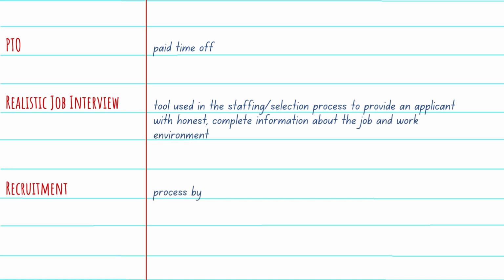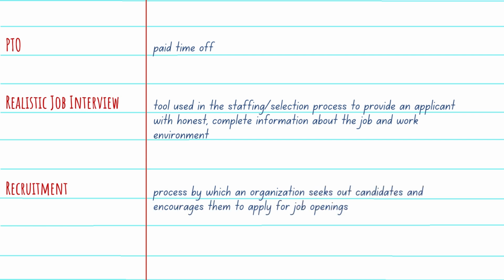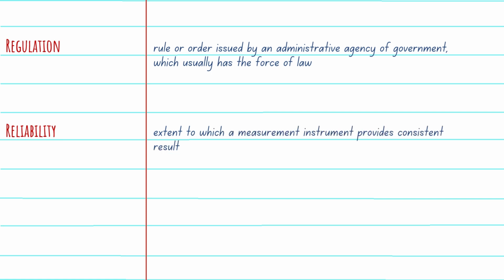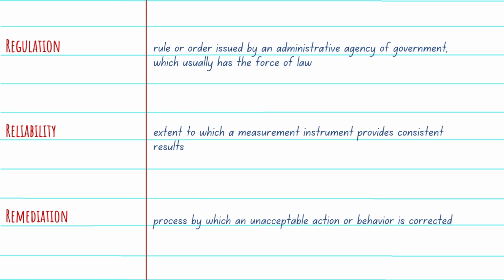Recruitment is the process by which an organization seeks out candidates and encourages them to apply for job openings. A regulation is a rule or order issued by an administrative agency of government, which usually has the force of law. Reliability is the extent to which a measurement instrument provides consistent results. Remediation is a process by which an unacceptable action or behavior is corrected.